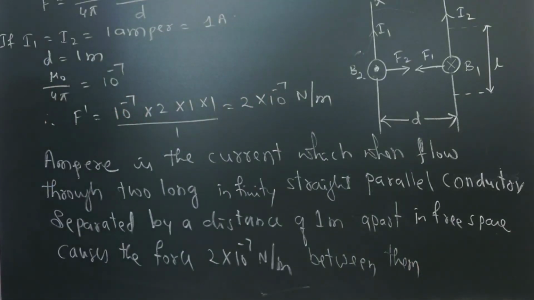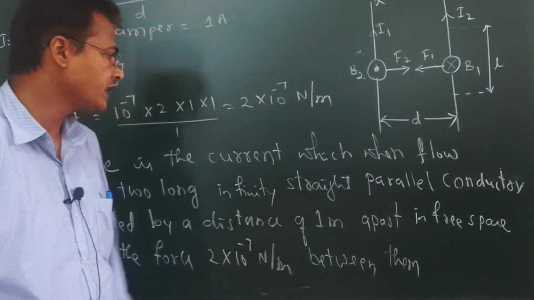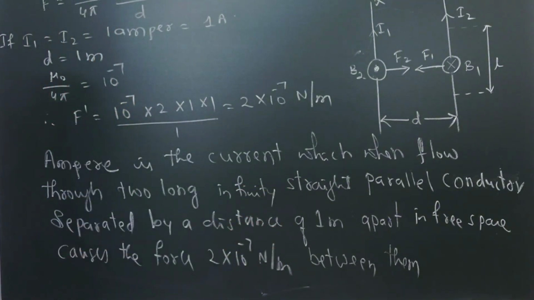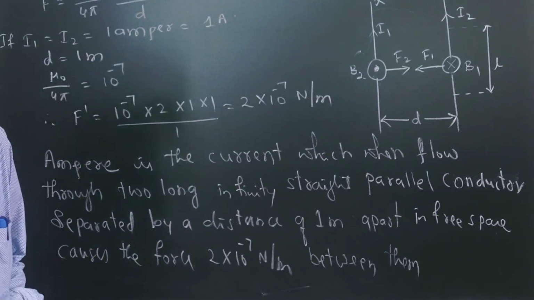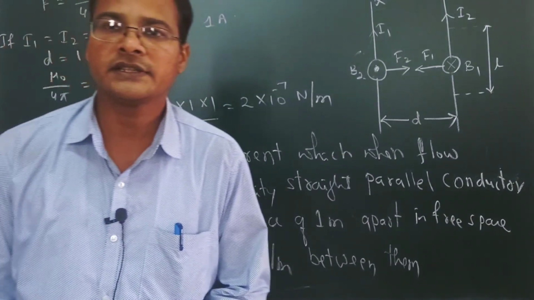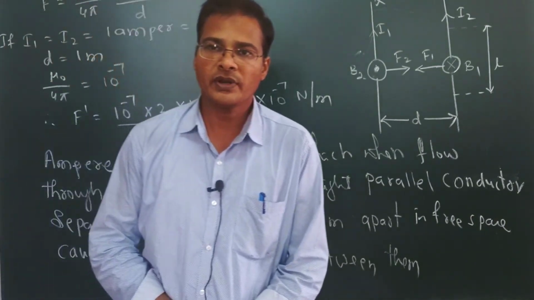Once again I will define this. The ampere is the current which, when flowing through two long infinitely straight parallel conductors separated by a distance of 1 meter apart in free space, causes a force of 2 into 10 to the power of minus 7 Newton per meter between them. That is the definition. I hope you understood this.